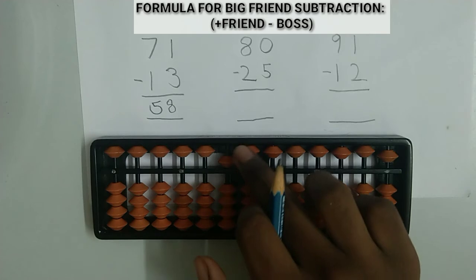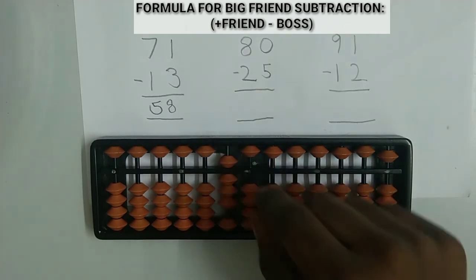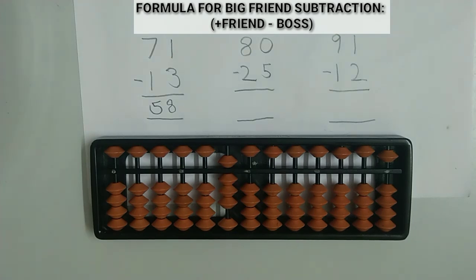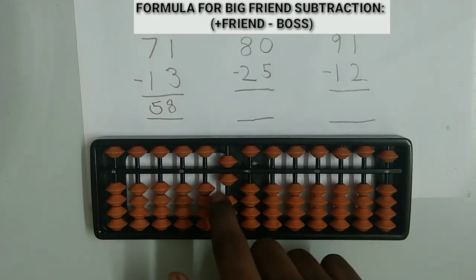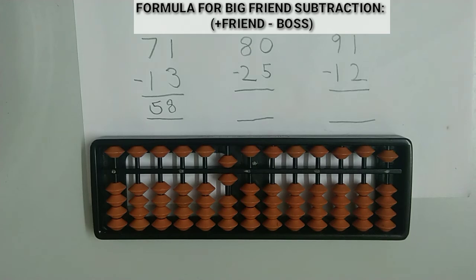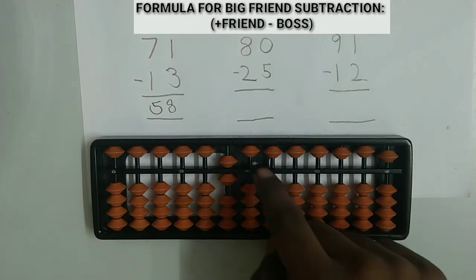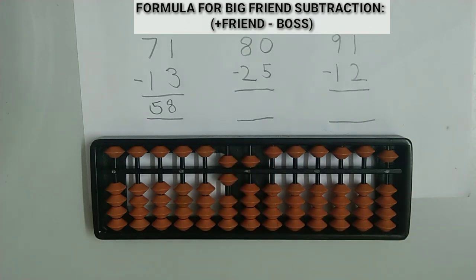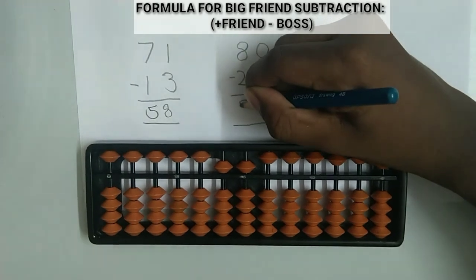Now let's try the next example, which is 80 minus 25. First we have to represent 80 on the abacus and subtract 25. First we have to subtract 2 from the tens rod. And now we have to subtract 5 from the ones rod. But there are no beads on the ones rod. But no problem, because we have to add the friend because it's plus friend. The friend of 5 is 5 only. So we add 5 and subtract the boss, which is 10. So the answer is 55.